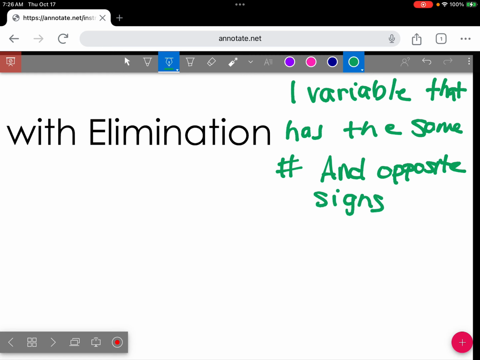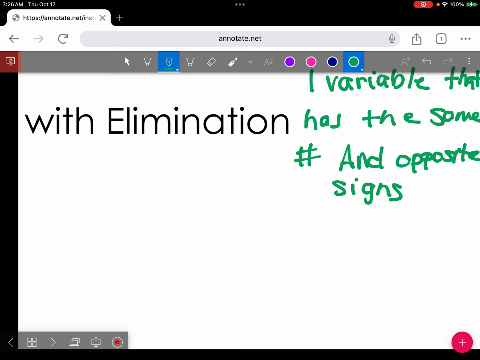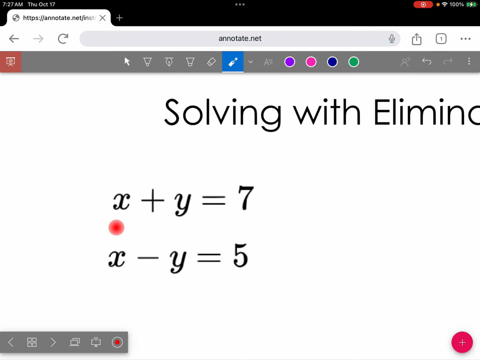So if we look at this system here, what number is with my x right here? What number's in front of it? 1. So there's an invisible 1 in front of it. How about with the y? 1. How about on this one? Same. We've got a 1 and a negative 1. So what we're looking for is a variable that has the same number. So I've got 1s on everything, and it has opposite signs. So what we're going to do is start by eliminating our y's.